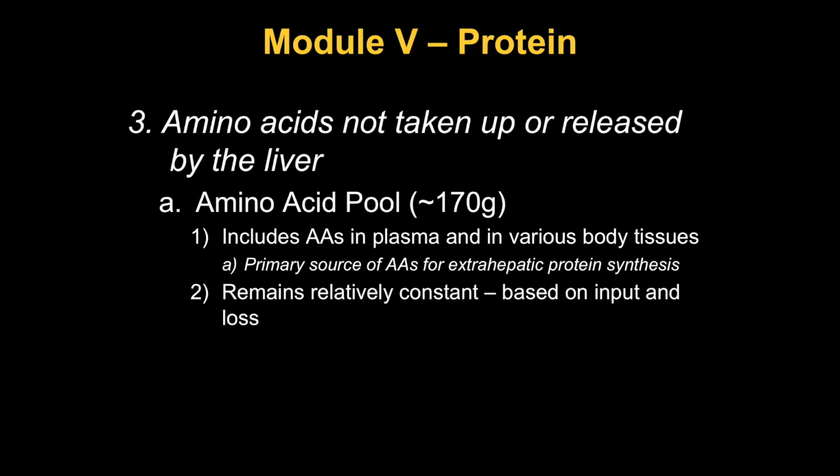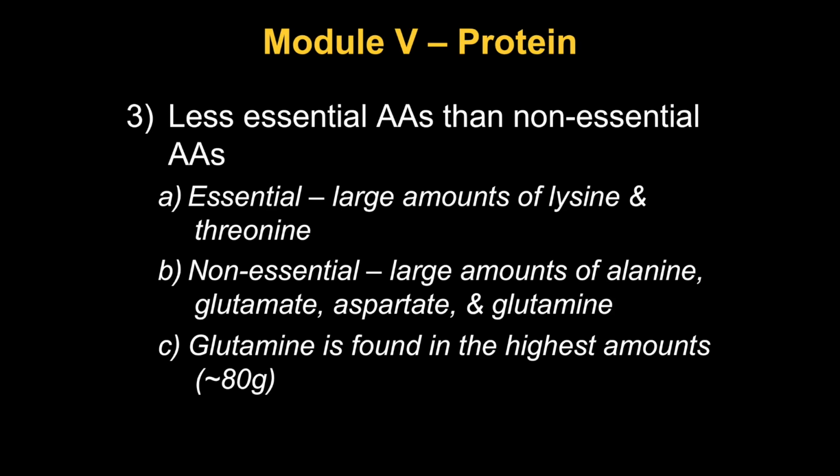It remains relatively constant based on the input of protein, so the consumption of protein, as well as some of the losses of protein. What's interesting about this amino acid pool is that we have far less essential amino acids than non-essential amino acids in the pool. And the essential amino acids that we find in large amounts in this amino acid pool are going to be lysine and threonine.